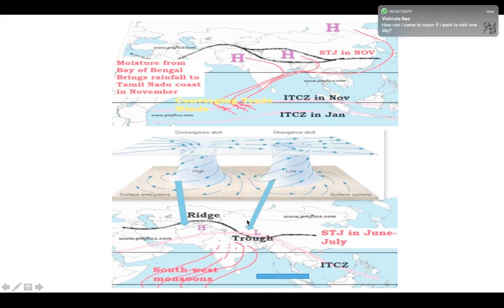Here we have now formation of ITCZ over the Pamir Knot or Tibetan Plateau, right? So now there is a formation of low pressure. Low pressure because of what?